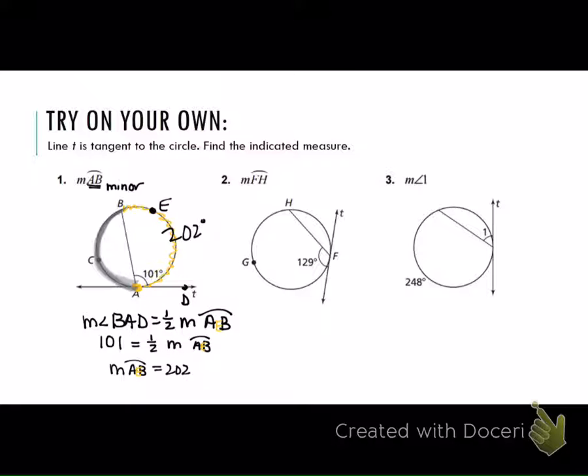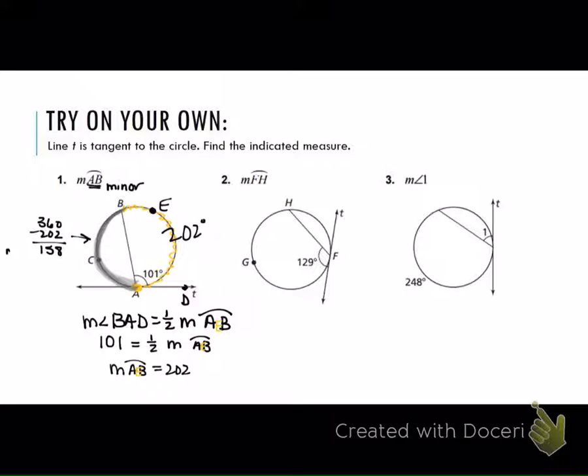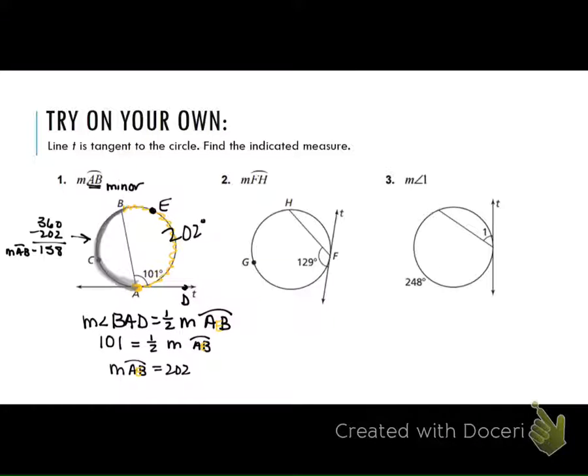You don't even have to draw these points. I'm doing this for the notes. So how can I find arc AB then? Subtract 360 and 202 to get a number. What is that number? Is it 158? So the measure of arc AB is 158 degrees.